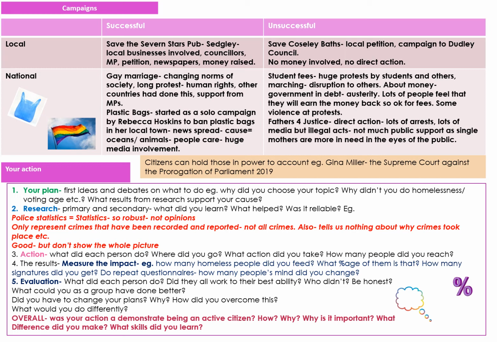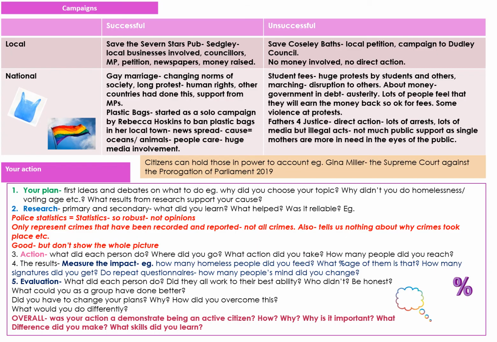So, for example, if you've got police statistics on your issue, they're robust, they are not opinions, they are pure facts. However, if you're doing police statistics on, say, knife crime, does that actually tell you any information as to why people get into knife crime? It doesn't give you subjective opinions. They also only represent crimes that have been recorded and reported, so not all crimes. It tells us nothing about why crimes took place. So you need to know for your research, are they reliable and why?